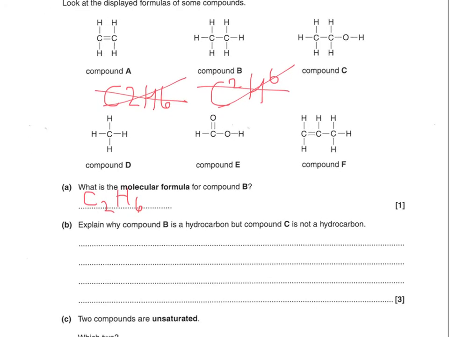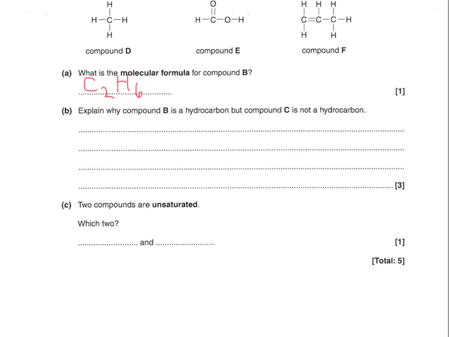Explain why compound B is a hydrocarbon but compound C is not a hydrocarbon. So there's 3 marks for this. This should be an easy 3 marks. So compound B is a hydrocarbon because it's only made of hydrogen and carbon. So that is worth 2 marks, for saying it's made of carbon and hydrogen for 1 mark and only for the second mark. And then C contains oxygen. That'll get you your 3rd mark.